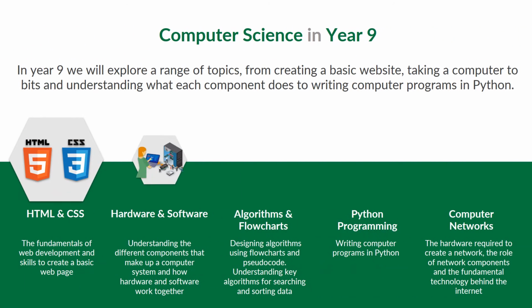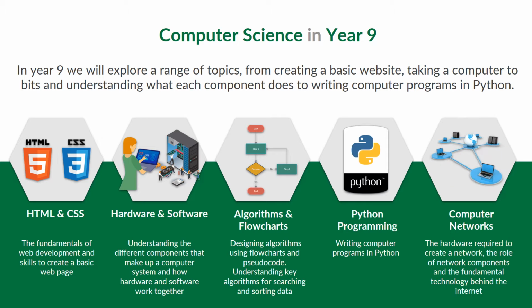So in year 9, you'll study a range of topics in computer science. We'll start with creating a basic website. We'll be using HTML and CSS to create your very own website. We'll take a computer to pieces and look at the different hardware and software involved in a computer system and making a computer system work.